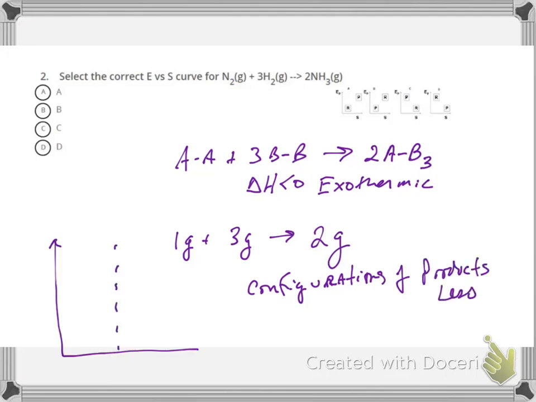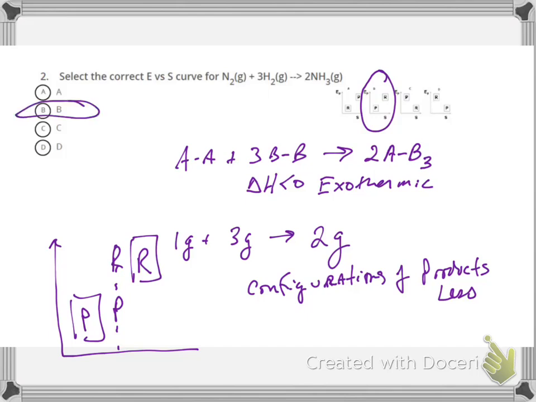So we rank the exothermic as R above P. Since the products have less configurations, less gas particles, we shift the P over to less configurations, R to the high configuration state, and we see the answer is consistent with B. This curve is really important to identify based on the chemical reaction and phase information given.